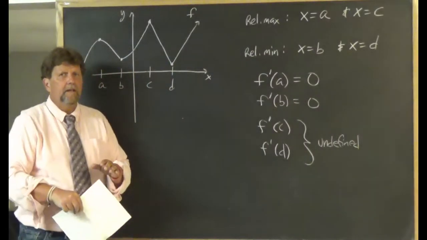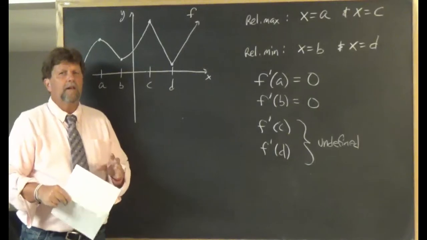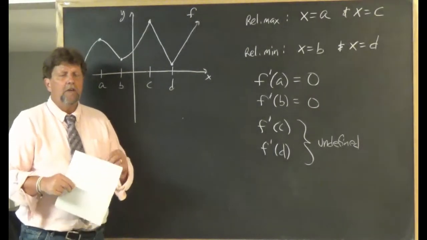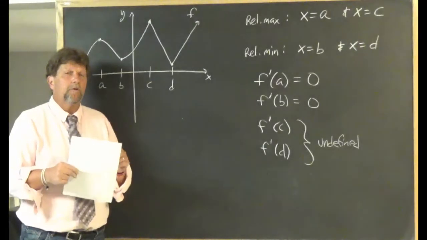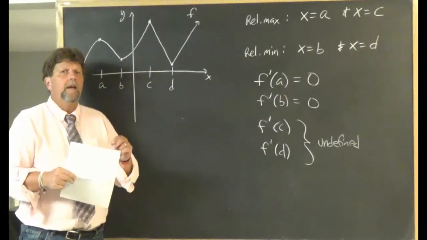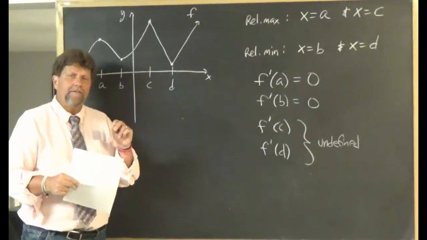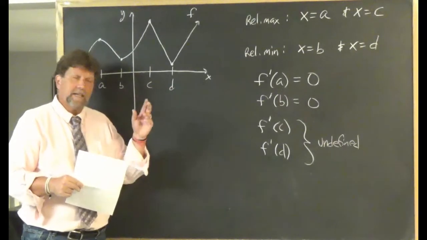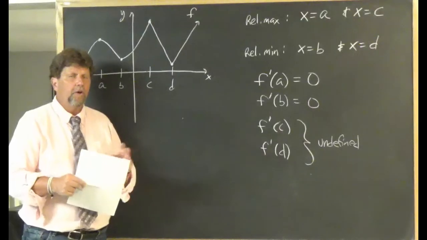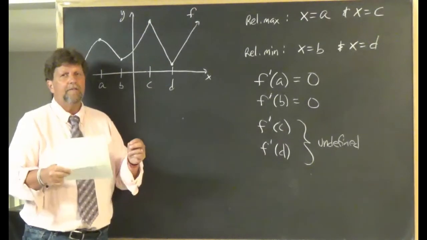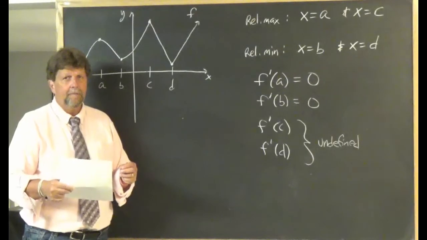Folks, that's the only way you can have a relative max or a relative min, those cases over there. You can only have a relative max or a relative min at values where the derivative is 0 or at values where the derivative is undefined. Those are the only situations where you can have a relative max or a relative min.